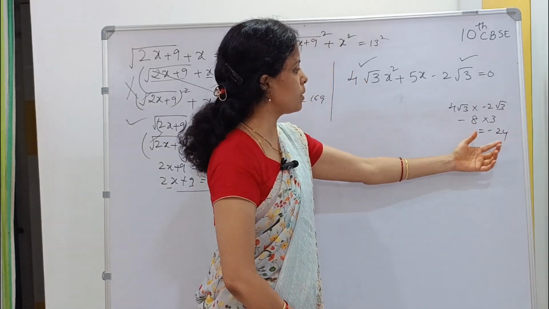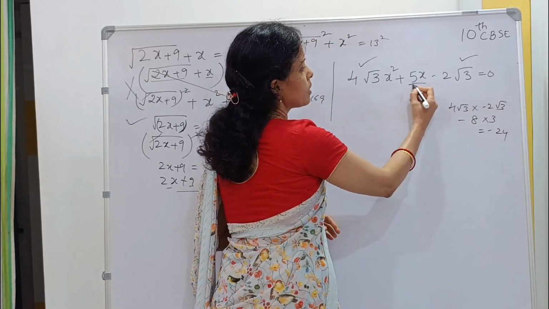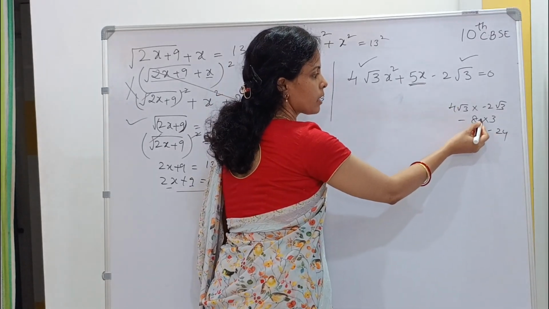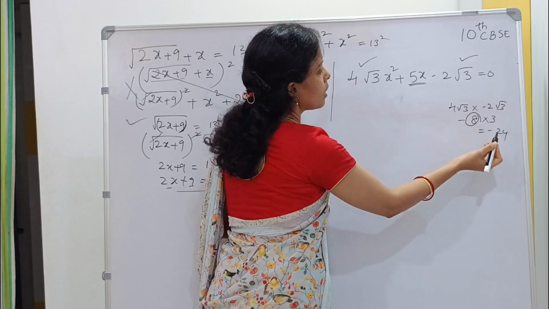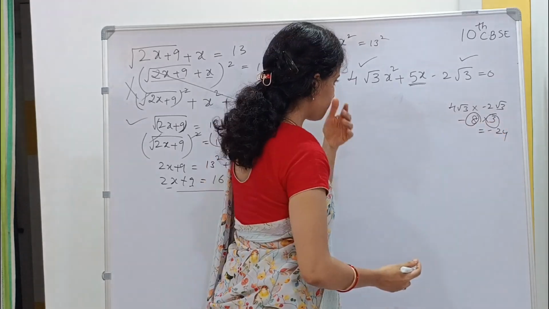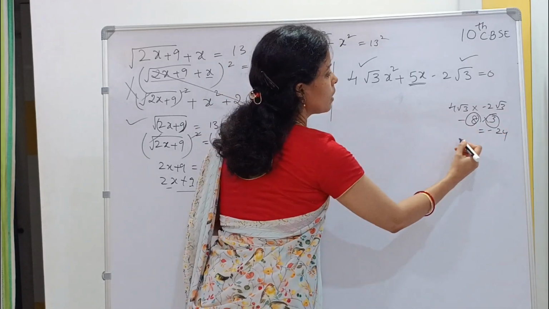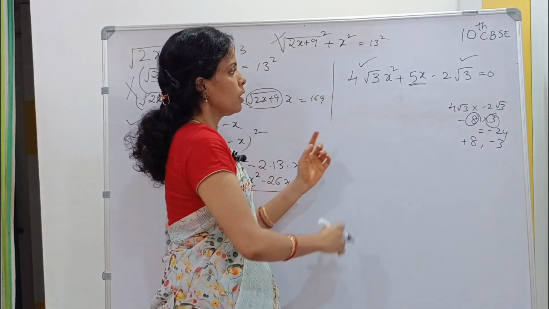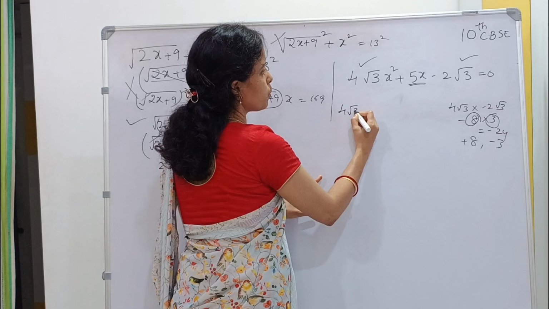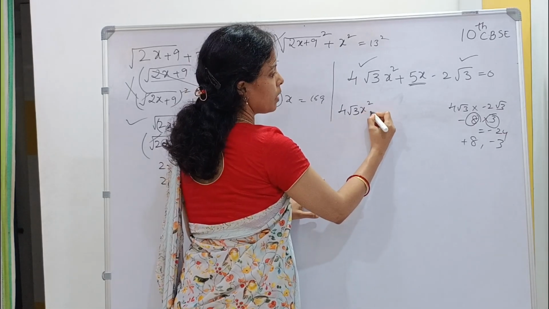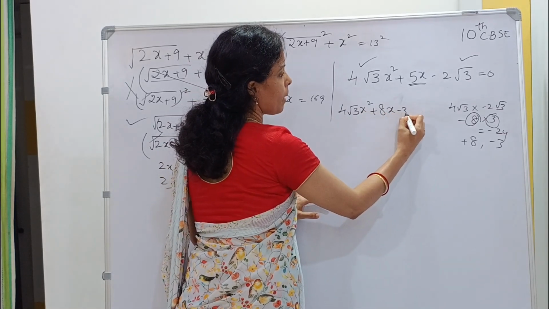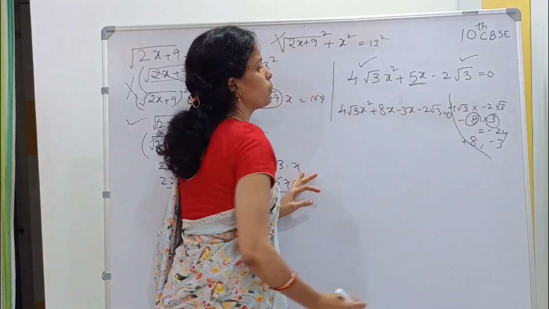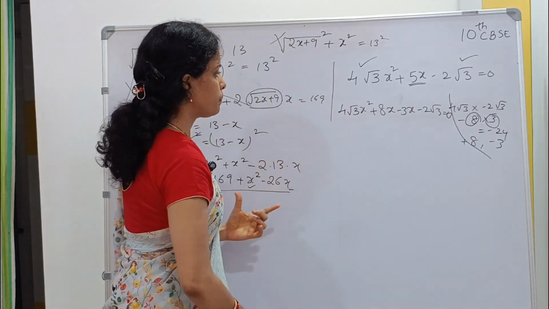So the product of the terms is minus 24 and the sum of the terms should be 5. Hence it's easy, we have the factors here itself. One is minus 3 and the other is 8. You can go for plus 8 comma minus 3 in order to solve this problem. So now it becomes very easy. 4 root 3 x square plus 8x minus 3x minus 2 root 3 is equal to 0. So this is our equation.